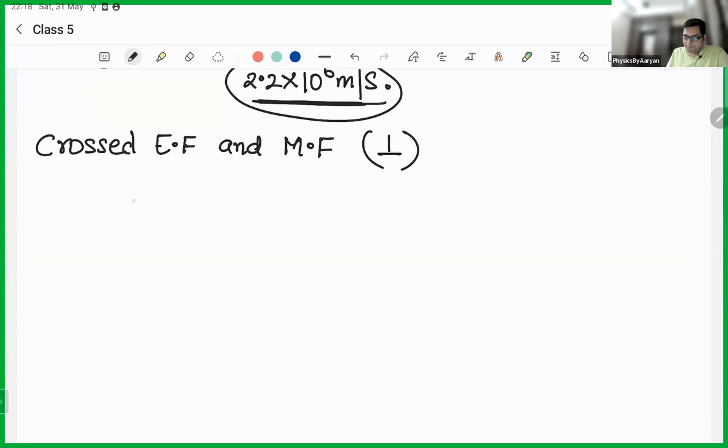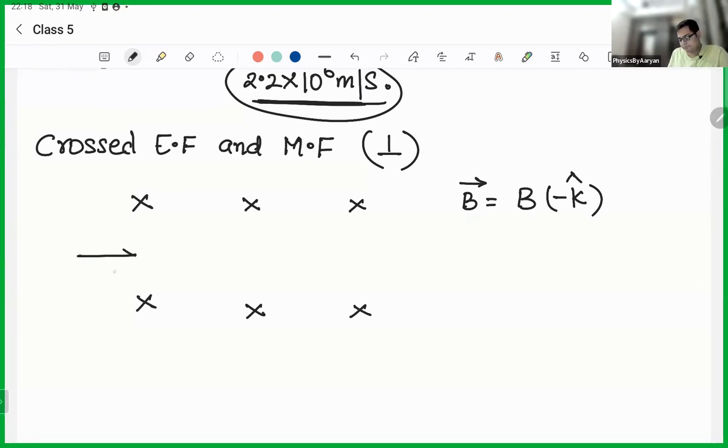So let's say I put a magnetic field. This is my magnetic field. Cross means going inside the plane. It is entering the plane. So let me write the magnetic field here. Magnetic field is B, entering the plane means minus k cap. And now your alpha particle, or any charged particle, is coming. Let's say a charge Q particle is coming and it has a velocity of V. Now you can clearly see the velocity is in i cap. So V i cap.